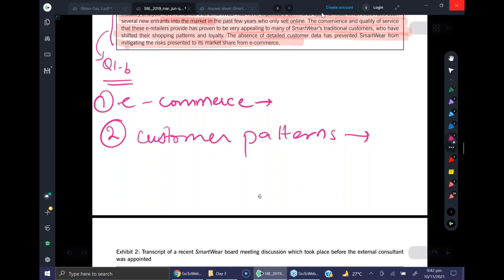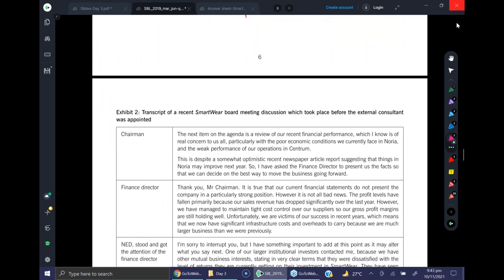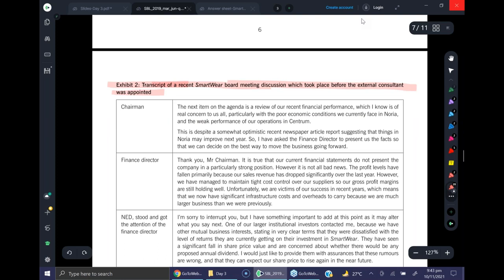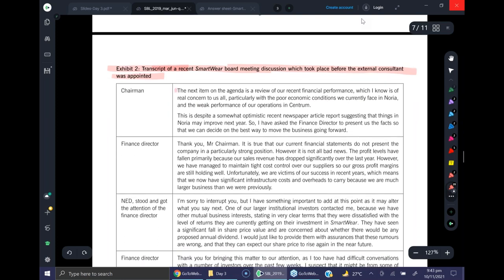Okay. Exhibit 2. Exhibit 2 is a long exhibit and not a lot of information is relevant to the requirements, but some points are definitely relevant. So let's read these and cover these as well. Exhibit 2 is a transcript of a recent SmartWare board meeting discussion which took place before the external consultant was appointed. Chairman said that the next item on the agenda is a review of our recent financial performance, which I know is of real concern to us all, particularly with the poor economic conditions we currently face in Noria and the weak performance of our operations in Centrum. This is despite a somewhat optimistic recent newspaper article suggesting that things in Noria may improve next year.